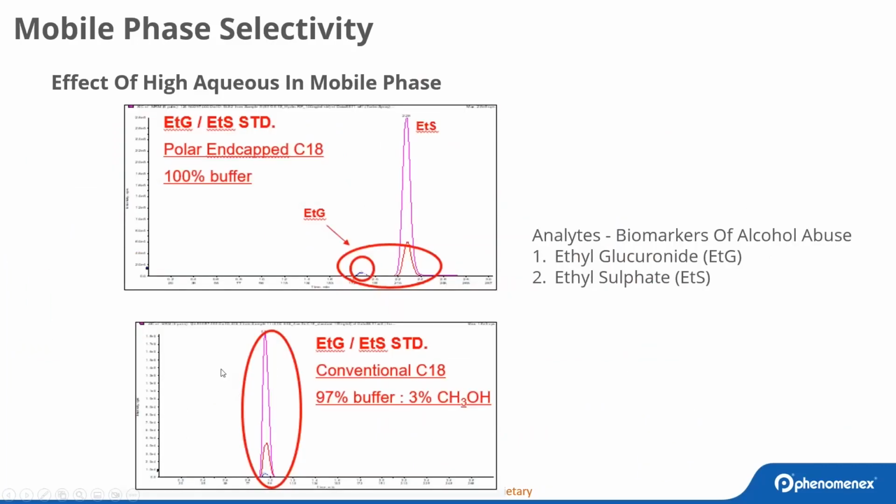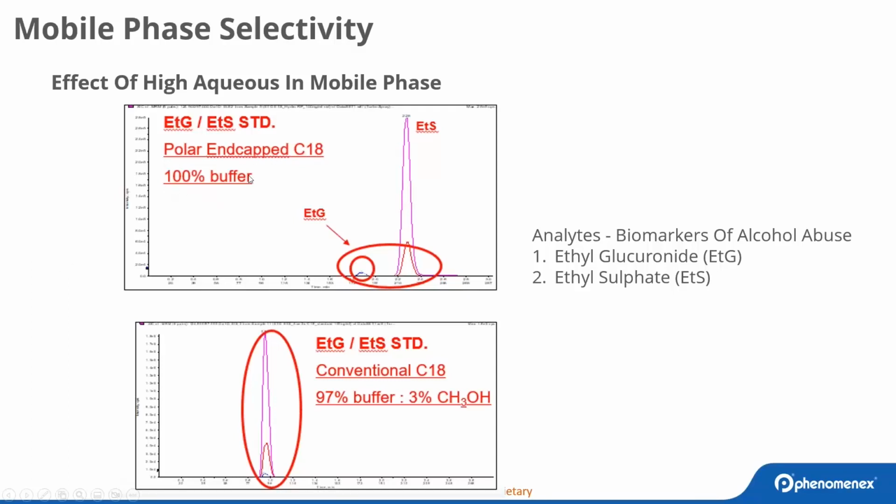These are pretty polar analytes right off the start. Looking again at the effect of high aqueous in mobile phase. So I had mentioned that there are columns that can withstand 100% water or 100% buffer without having phase collapse. And there are those columns that cannot. And the ones that tend to be able to have this resistance to de-wetting or phase collapse are the ones that have polar end caps or have polar embedded groups.